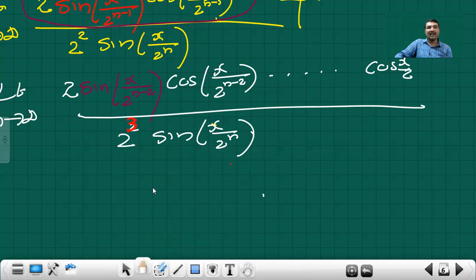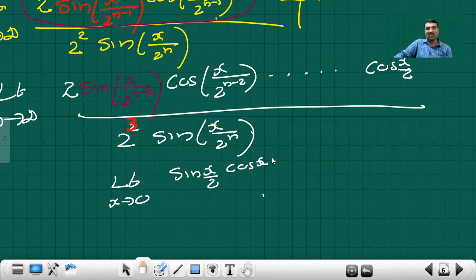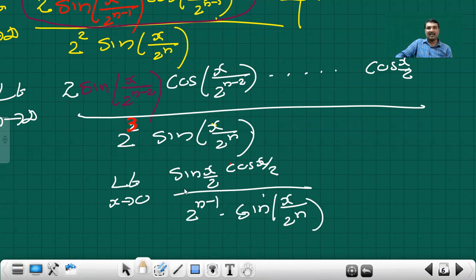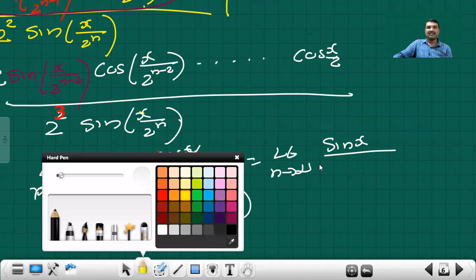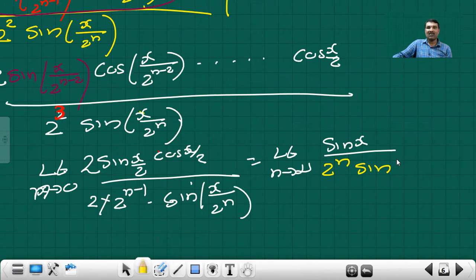And finally, what happens? It becomes limit n tends to infinity, sine x by 2 into cos x by 2, and the denominator becomes 2 raised to n minus 1 sine of x by 2 raised to n. Again, we multiply the numerator by 2 and the denominator also. So this becomes limit, this is not x, this is n, n tends to infinity, sine x divided by 2 raised to n, sine of x by 2 raised to n.